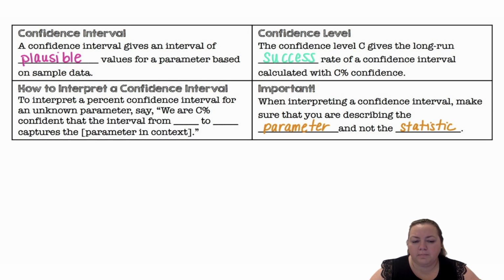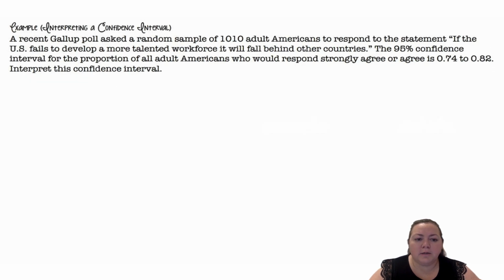Population parameter. All right, example: interpreting a confidence interval. A recent Gallup poll asked a random sample of 1,010 adult Americans to respond to the statement, if the U.S. fails to develop a more talented workforce, it will fall behind other countries. The 95% confidence interval for the proportion of all adult Americans who would respond strongly agree or agree is 0.74 to 0.82. Interpret this confidence interval.